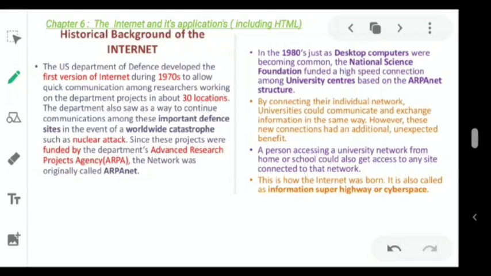From the ISOC, that is the Internet Society, they have branches, that is IAB, ICANN. These are the governing bodies who are actually controlling everything over here.